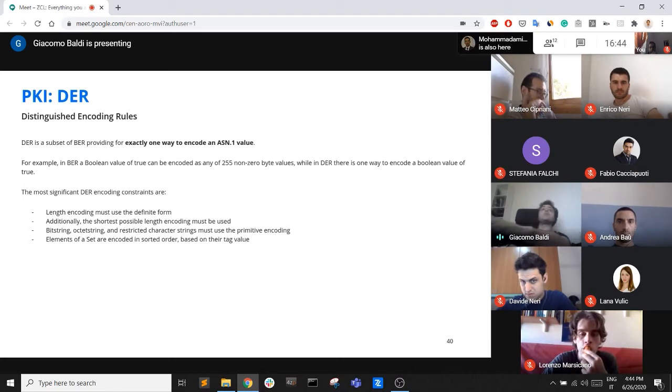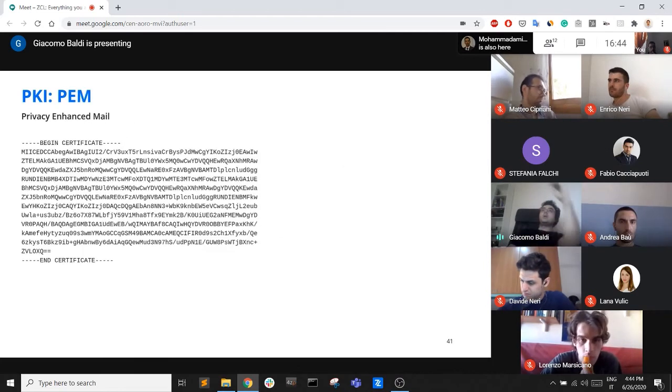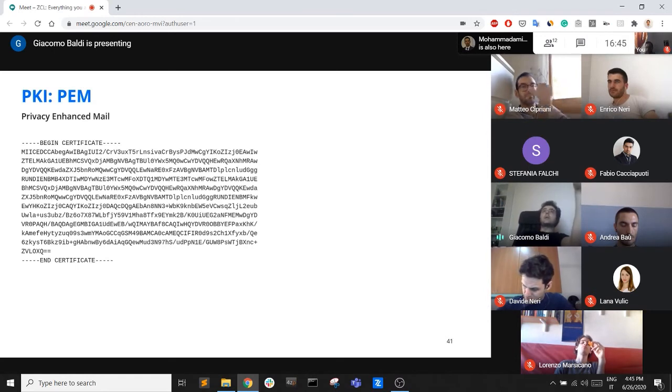Okay, there are a lot of different constraints in there, but we don't care. There is binary, okay, so it's not human readable. So what we do, we introduce another format, which is called PEM, which stands for Privacy Enhanced Mail, and it is the base 64 representation of a DER binary string. If you decode this base 64, sorry, you get the binary representation of a DER certificate.